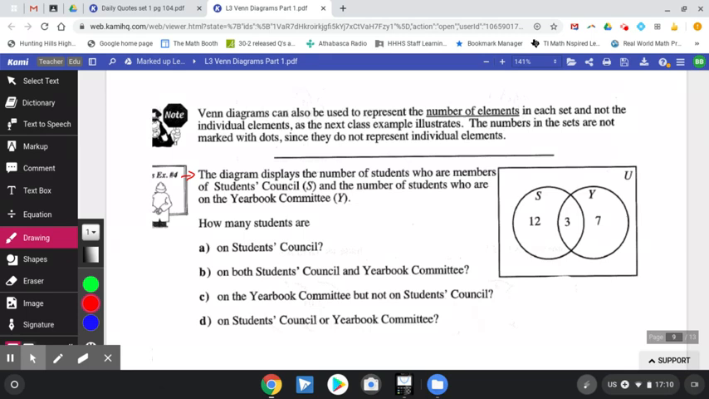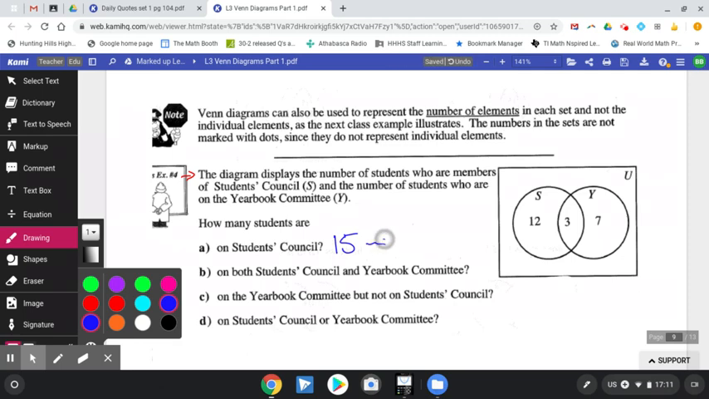How many students are on student council? So everybody in this circle is on student council. So I'm going to add them up, 12 plus 3. There are 15 students on student council. And if you don't look at that and say, oh yeah, I know where that came from, you might want to just remind yourself we had to do the 12 plus the 3.